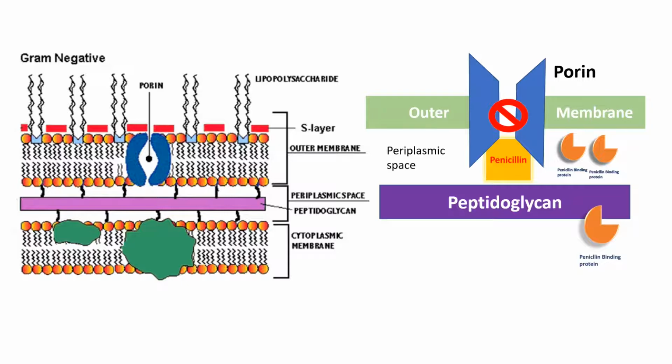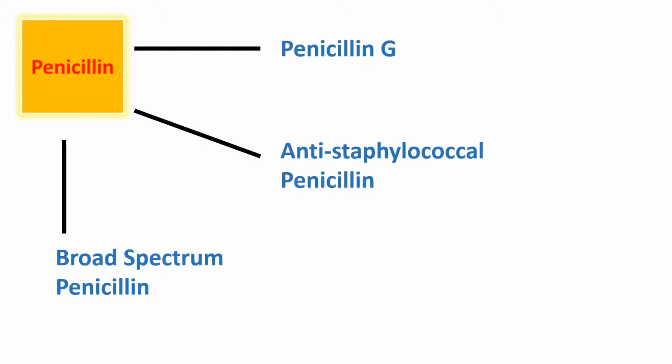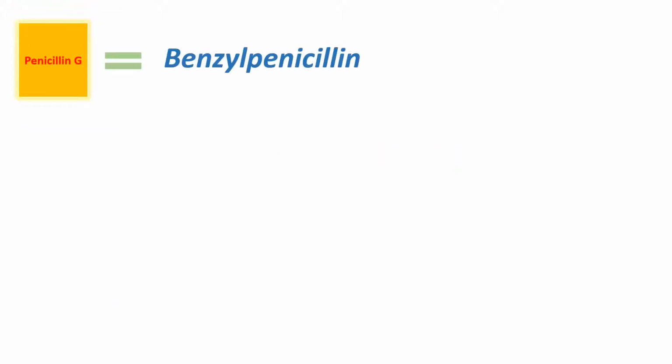Now let's talk about the categories of penicillin. Penicillins are mainly of three categories: penicillin G, antistaphylococcal penicillins, and broad-spectrum penicillins. Let's talk about penicillin G. Penicillin G, also known as benzyl penicillin, was the first molecule extracted from the Penicillium notatum.